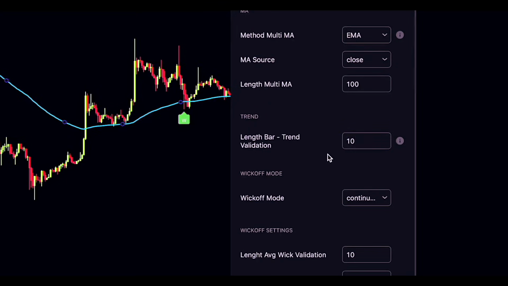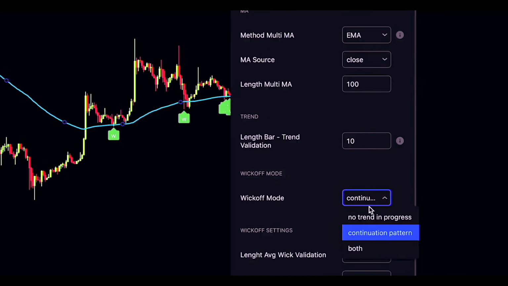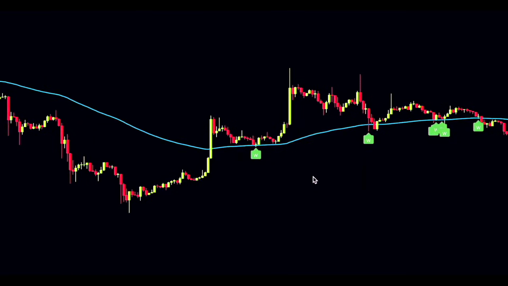I generally keep it at 10, though you can adjust depending on your preference. Overall, this makes the Wyckoff Check MA a very versatile tool for building different strategies. Remember, a moving average is often treated as a key level that price tends to return to. Depending on the trend, it can act as either support or resistance.